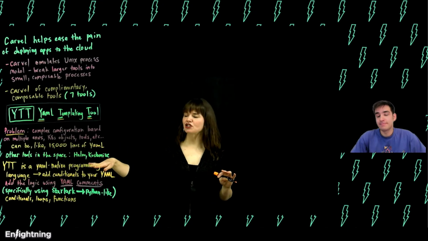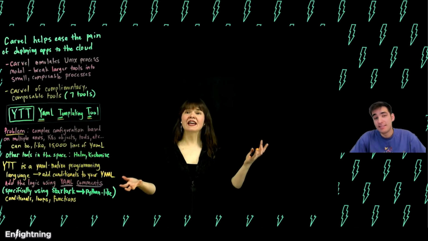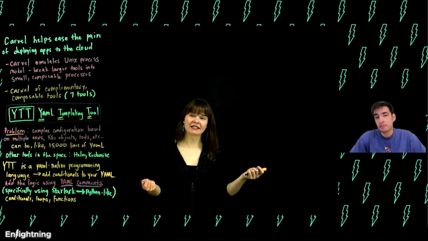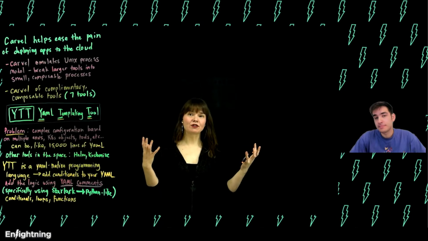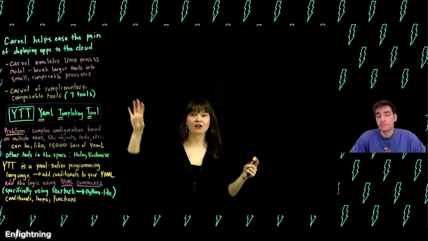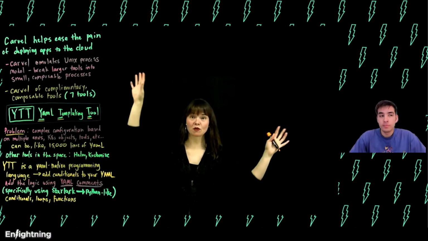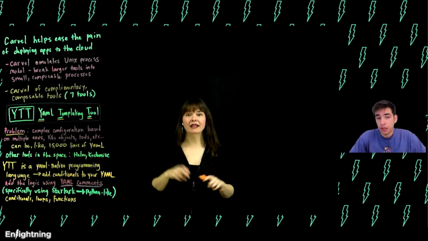So conditionals, loops, functions, basically anything a programming language could do happens with YTT, right? Cool. And my other question is, if you subscribe to the GitOps model, can you still use YTT, where you define all of your configuration in a Git repository and then use something like Argo or Flux to watch it? Does it work with that?